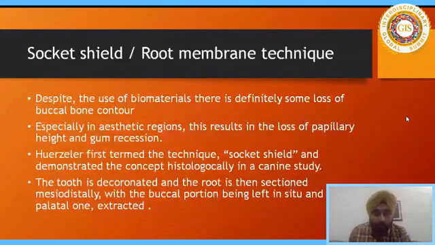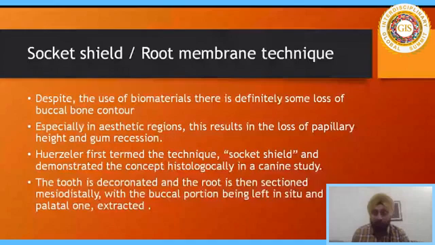Now coming to socket shield or root membrane technique. Despite the use of biomaterials, there is definitely some loss of buccal bone contour. Especially in the aesthetic regions, this results in the loss of papillary height and gum recession. Hürzeler first termed the technique socket shield and demonstrated the concept histologically in a canine study. In socket shield, we decoronate the tooth, and the root is then sectioned mesio-distally. The buccal portion you keep inside, and the palatal one is extracted.